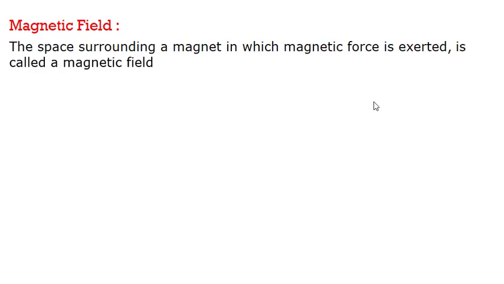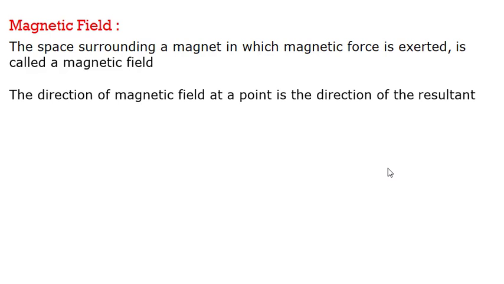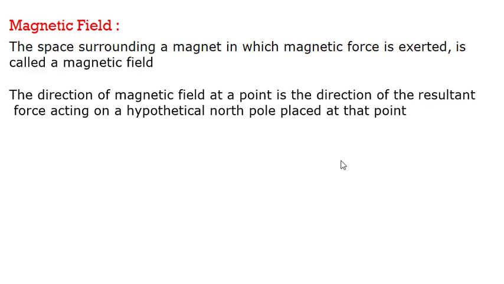It is a space surrounding a magnet in which magnetic force is exerted, and it is called the magnetic field. The direction of this magnetic field at a point is the direction of the resultant force acting on a hypothetical north pole placed at that point. Okay, now again I will take an example of the gravitational field. So in a gravitational field, if I put an object, what happens? It moves towards the earth. The direction in which that object moves gives me the direction of gravitational force. That gives me the direction of the gravitational field, I can say.